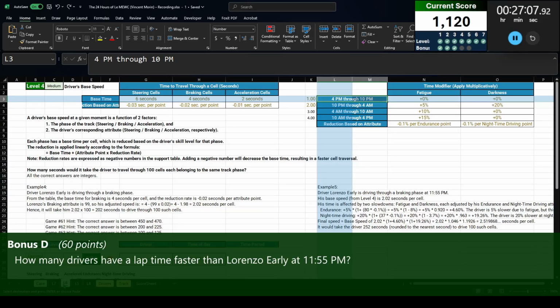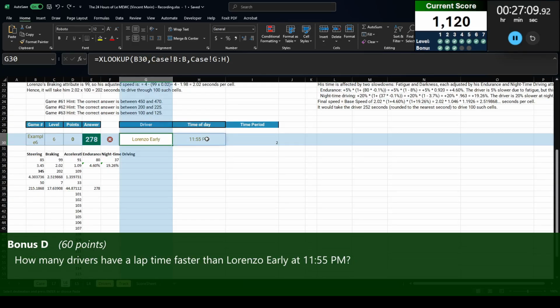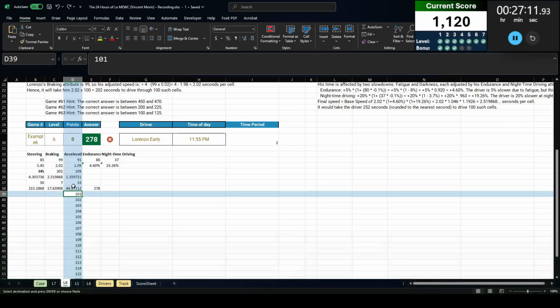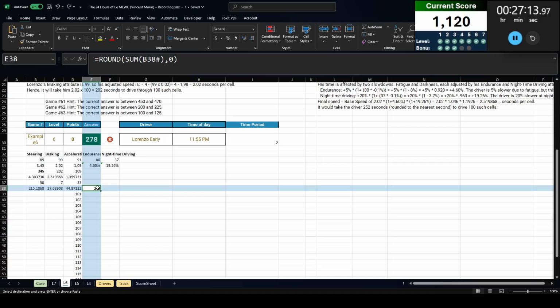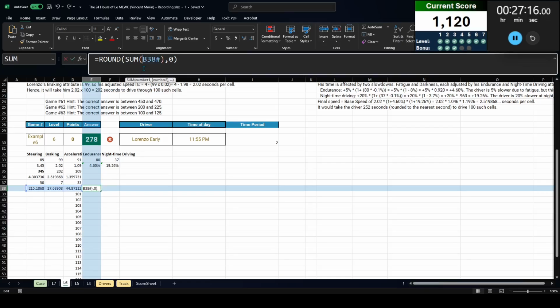Bonus D, how many drivers have a lap time faster than Lorenzo Early at 11:55 p.m.? This is related to bonus 6. Let's go take a look at bonus 6. We have Lorenzo Early, 11:55 p.m. His lap time is that.